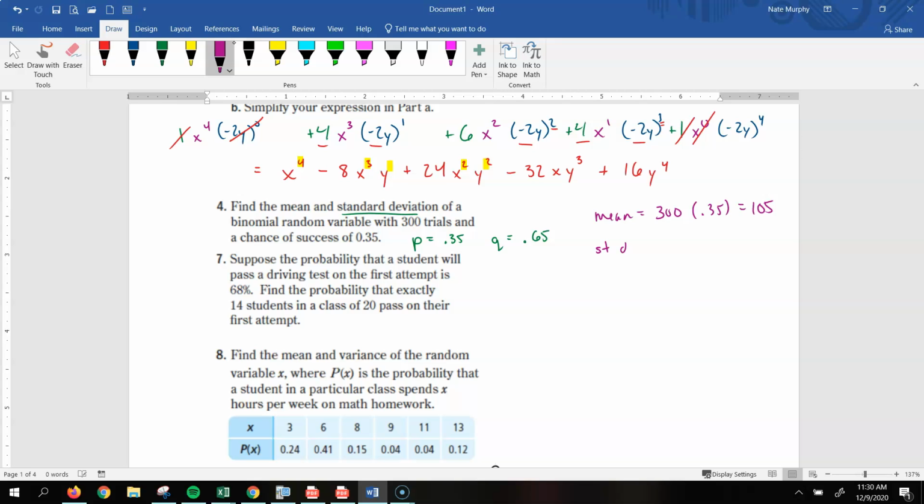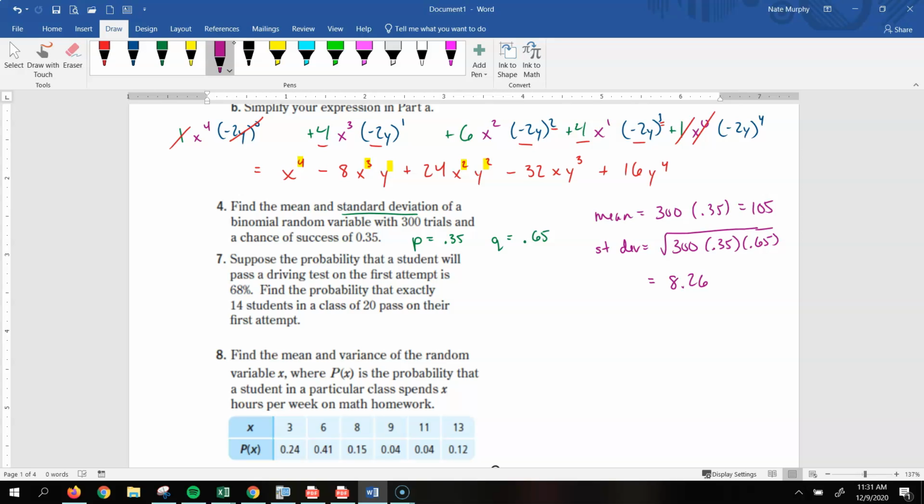The standard deviation is the square root of n times the probability of a success, 0.35, times the probability of a failure, 0.65. And so when you multiply those together and take the square root of it, you end up with a standard deviation of approximately 8.26 if we round to the nearest hundredths place. So that's how you do number 4.